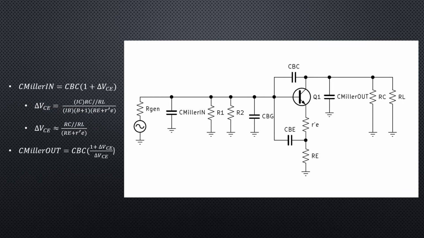Now we've got two capacitances to consider, C Miller in and C Miller out. C Miller in can be found by multiplying CBC by the quantity 1 plus the gain of the transistor or the amplifier in the common emitter mode. C Miller out can be found by multiplying CBC by the quantity 1 plus the gain, common emitter, divided by the gain, common emitter.